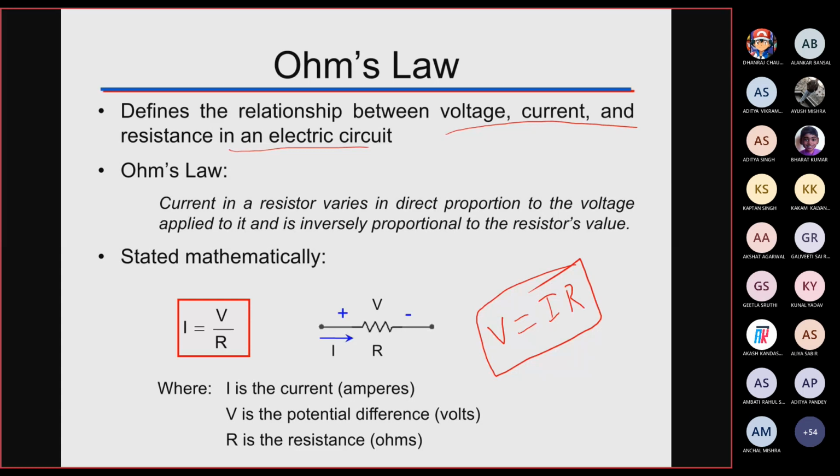But simply saying that V is equal to IR is your Ohm's law is not totally correct, right? So it can be defined as: current in a resistor varies in direct proportion to the voltage applied across the resistor, right? Suppose we have an electrical circuit, as here it is mentioned, we have a component of resistor. So current through this resistor will be directly proportional to the voltage across that resistor.